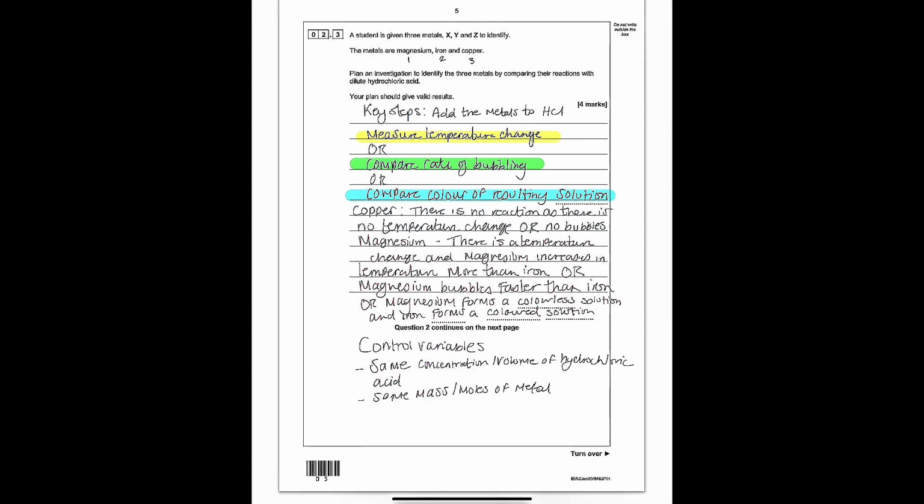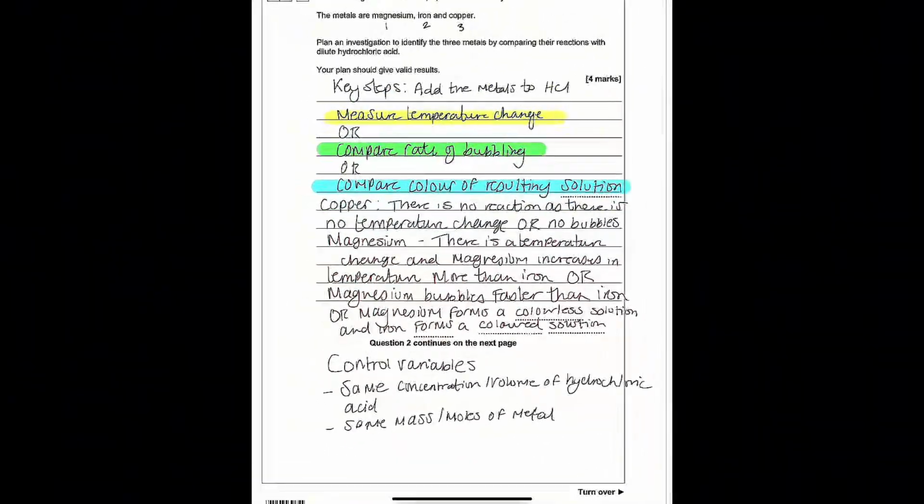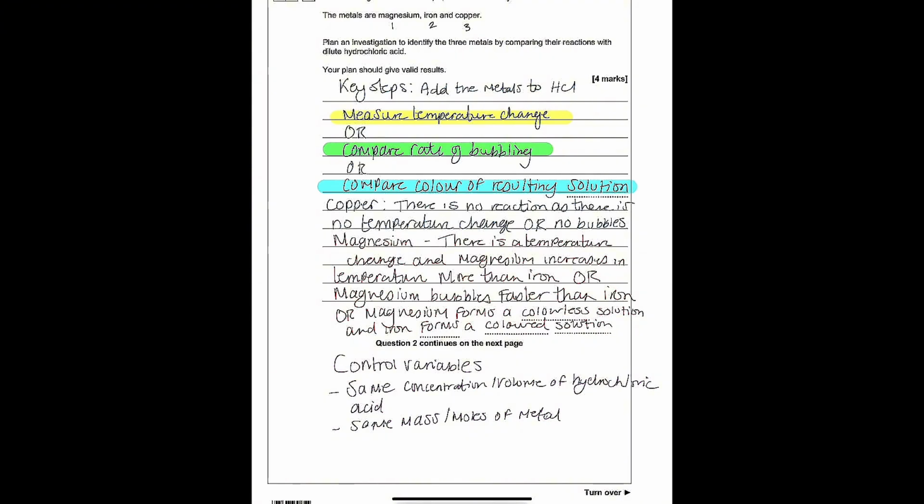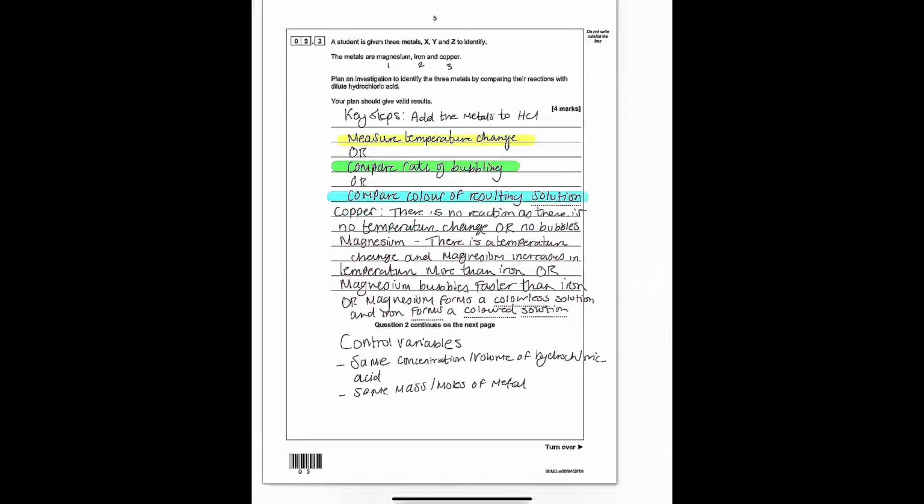So I wrote down for copper, which is over here, I'm going to zoom in. There is no reaction as there is no temperature change or no bubbles. So you would have done this chemical reaction in school. I'm not sure if you have or not, but you'd see that when you react copper with hydrochloric acid, there is no such reaction because there's obviously no temperature change and there are no bubbles to indicate there's a chemical reaction taking place, okay?